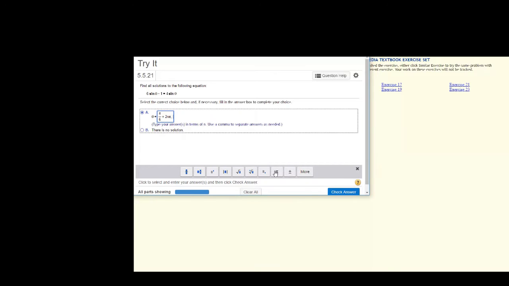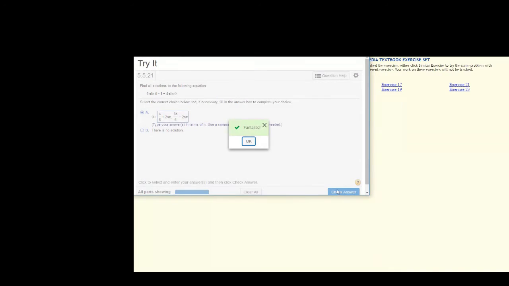the second quadrant. To get that one, we actually have to take pi and subtract pi over 6. That's 6 pi over 6 minus pi over 6, which is 5 pi over 6. And once again, it's just plus 2n pi. Nice.